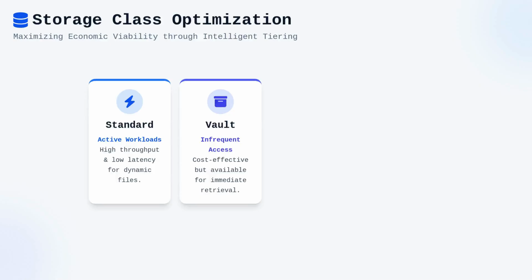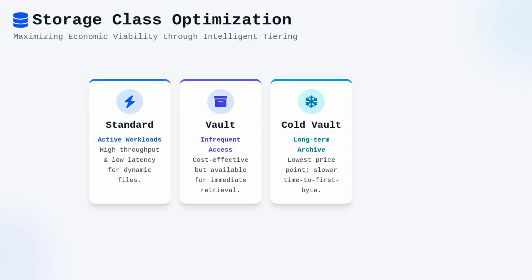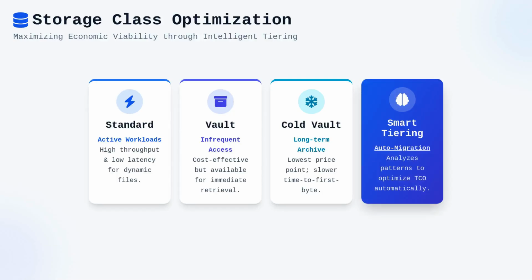For cases involving long-term retention or regulatory compliance where you might not need to touch the data for potentially years, the Cold Vault class offers the lowest price point at the expense of a longer time to first byte retrieval. Finally, we must consider smart tiering, which acts as an intelligent layer that automatically analyzes your access patterns and migrates objects between these tiers without manual intervention. This removes the operational burden of predicting future data usage while ensuring that your total cost of ownership stays aligned with actual consumption.